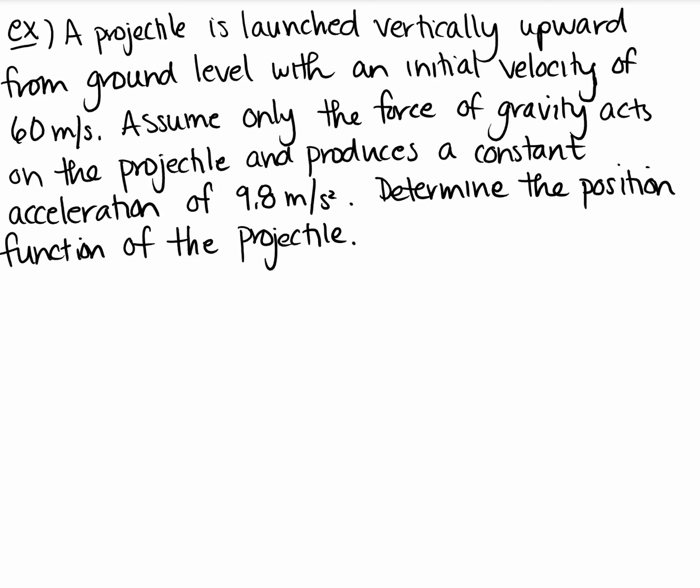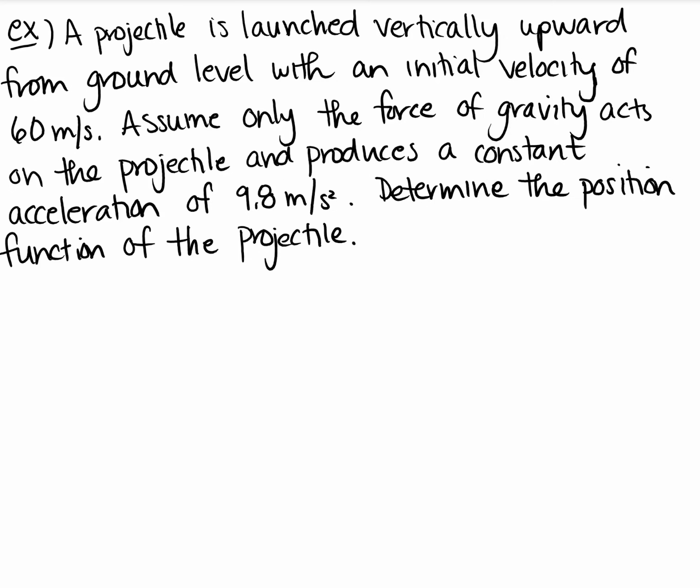Okay, here's our last example. We have a projectile launched vertically upward from ground level with an initial velocity of 60 meters per second. We're going to assume that only the force of gravity acts on this projectile, and it produces a constant acceleration of 9.8 meters per second squared.